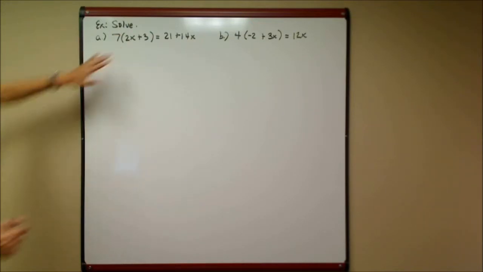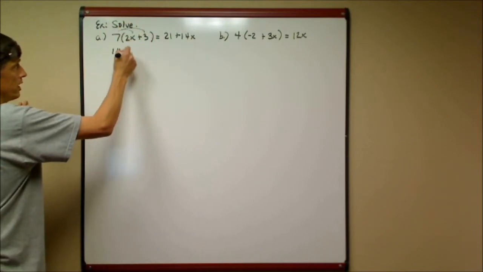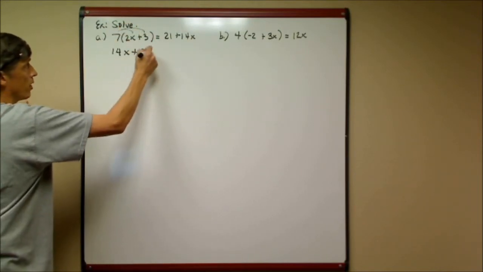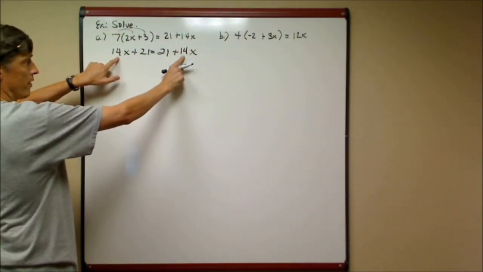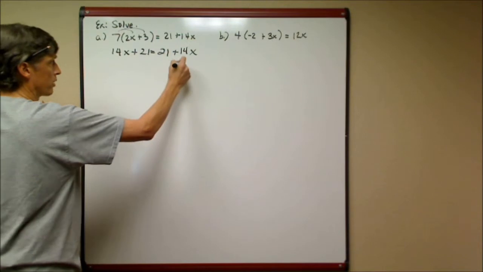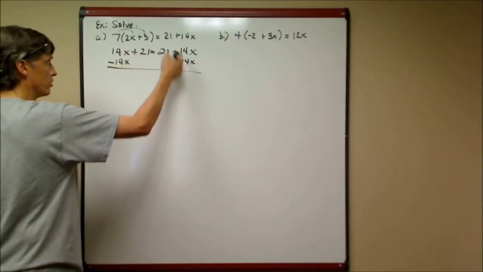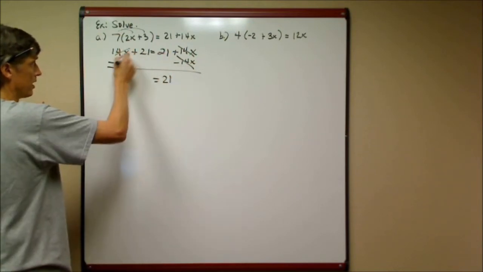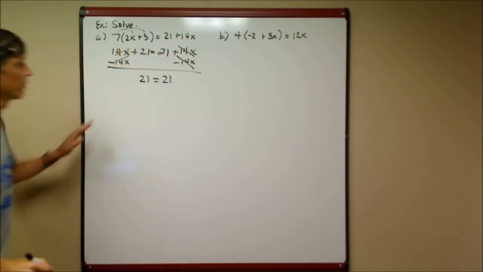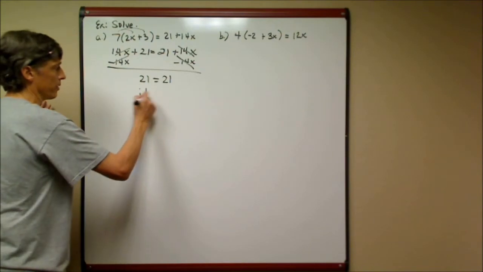Let's start off with this one. If I get rid of the parentheses by distributing, I have 14x plus 21 equals 21 plus 14x. See, I have the same amount of the variable on both sides. So if I subtract 14x from both sides, the variable not only drops out on the right here, it drops out on the left. And look at what I'm left with. I'm left with the statement 21 equals 21, which is obviously a true statement. This is what we call an identity.